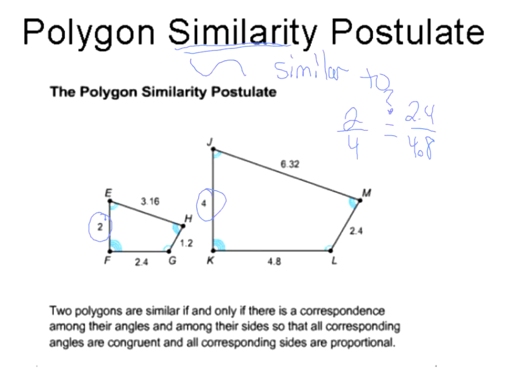So I'm going to reduce. 2 over 4 is the same as 1/2. And 2.4 over 4.8 is the same as 1/2. My proportions were the same. So guess what I can say about these two shapes? They are similar. So we're getting away from congruent now. We're talking similar. So let's write it like this.